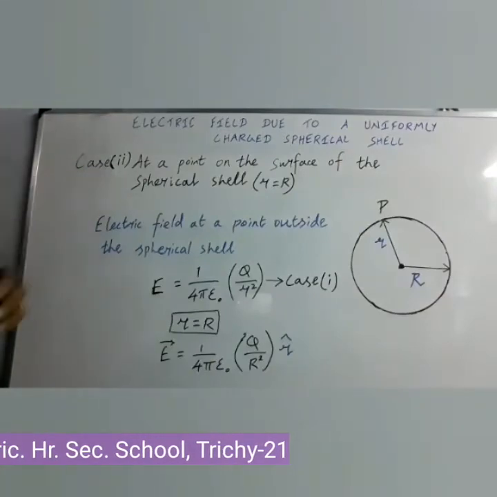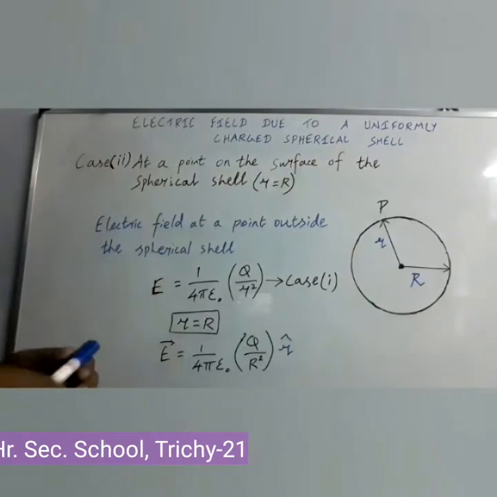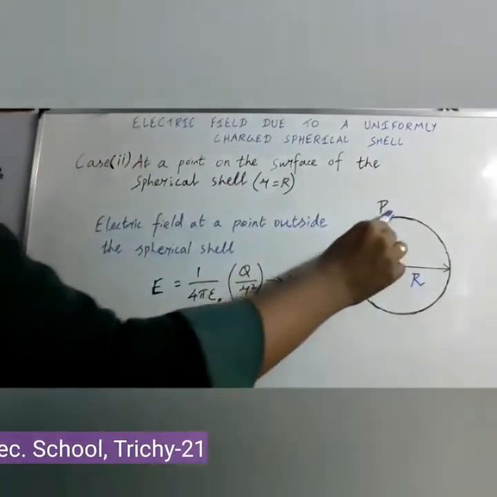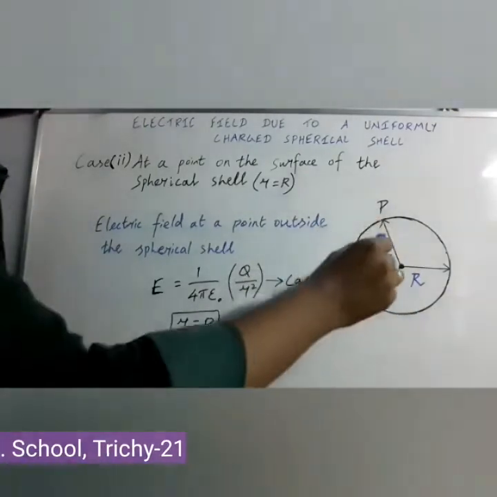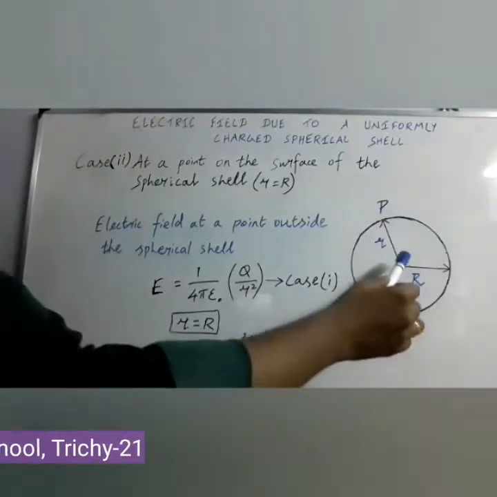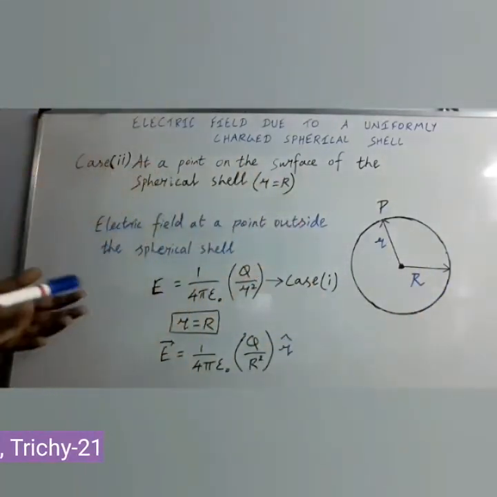It is case 2. We are going to find the electric field at a point on the surface of the spherical shell itself. In the last case, we have taken the point P outside of the shell. Now the same point P is on the surface of the shell itself. Now the distance between the point P and the center of the shell, that is small r, is equal to the radius of the spherical shell. So small r is equal to capital R. So no more calculation here.